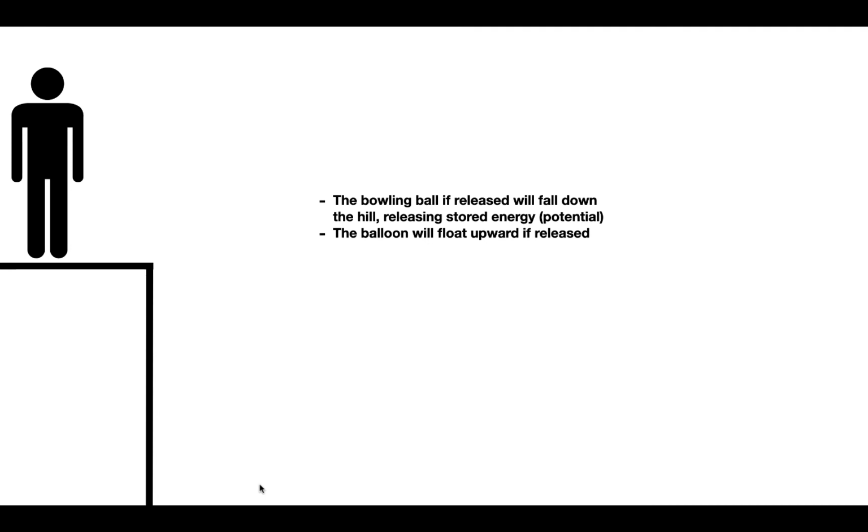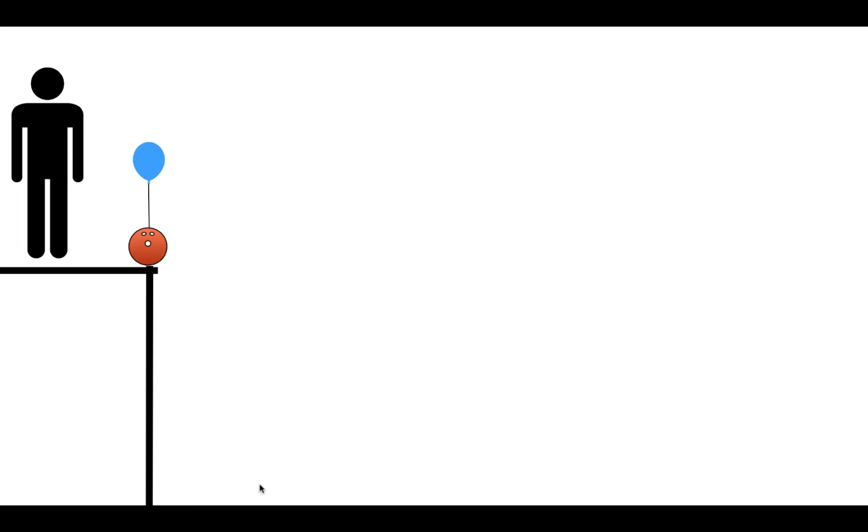Now let's say we have a similar circumstance, but in this case we have a balloon. If we were to release the balloon, it would float all the way up. So what do we learn from these two things? The first thing is that if the bowling ball is released, it will fall down the hill, releasing its stored energy, whereas the balloon will float upward if it's released. So what would happen if we put these two things together? Well, if we tied the balloon to the bowling ball and kicked it off the hill, the bowling ball would drag the balloon down with it.